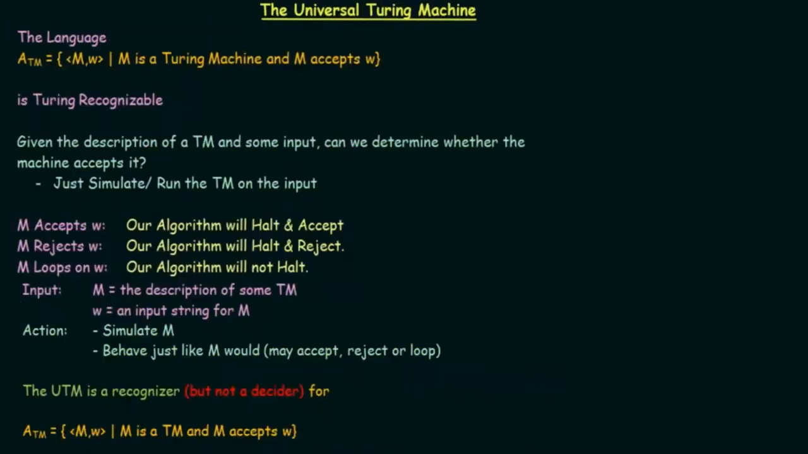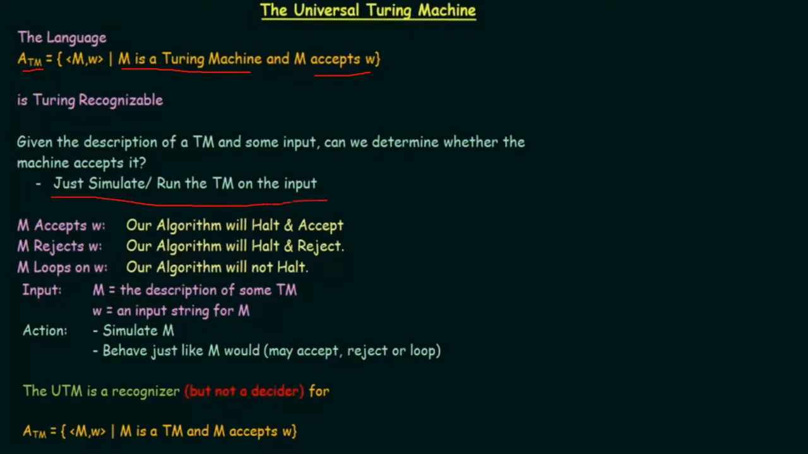Now let's quickly discuss the universal Turing machine. A universal Turing machine is basically one kind of Turing machine that is a simulator of the actual Turing machine. Let's take this example: there is a Turing machine M that accepts the language W. Is it Turing recognizable? Obviously it is. Given the description of a TM, let's say A_TM is the Turing machine, and some input, we can determine whether the machine accepts. So the solution is to simulate and run the Turing machine on the input.